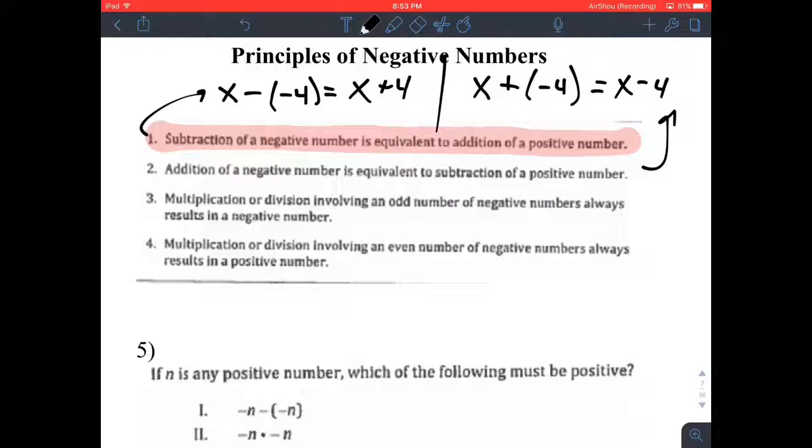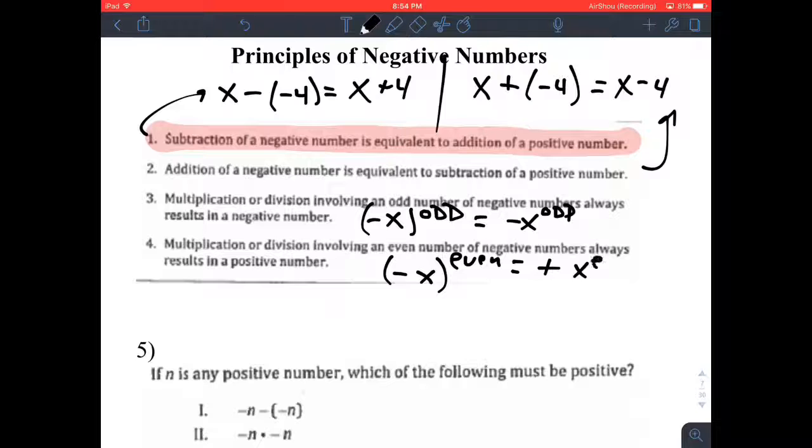Number 3, multiplication or division involving an odd number of negative numbers always results in a negative number. So what that means, if we have a negative x to an odd exponent, that's going to equal negative x to the odd exponent, and the answer is going to be negative. Number 4, multiplication or division involving an even number of negative numbers always results in a positive number. So if you have a negative and it's raised to an even exponent, the answer is going to be a positive number to that even exponent.